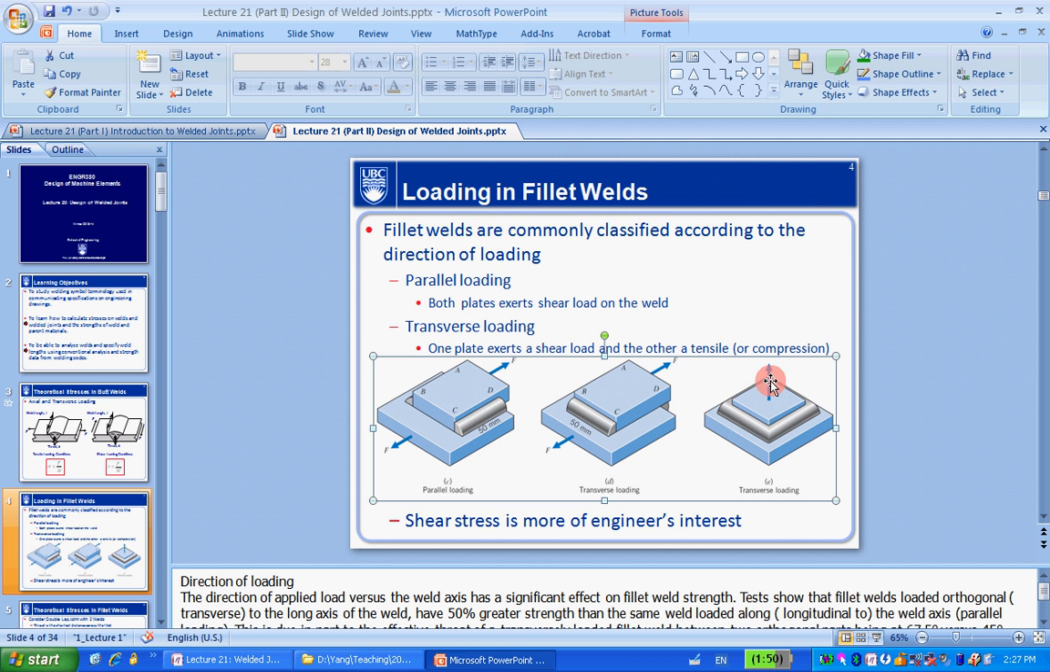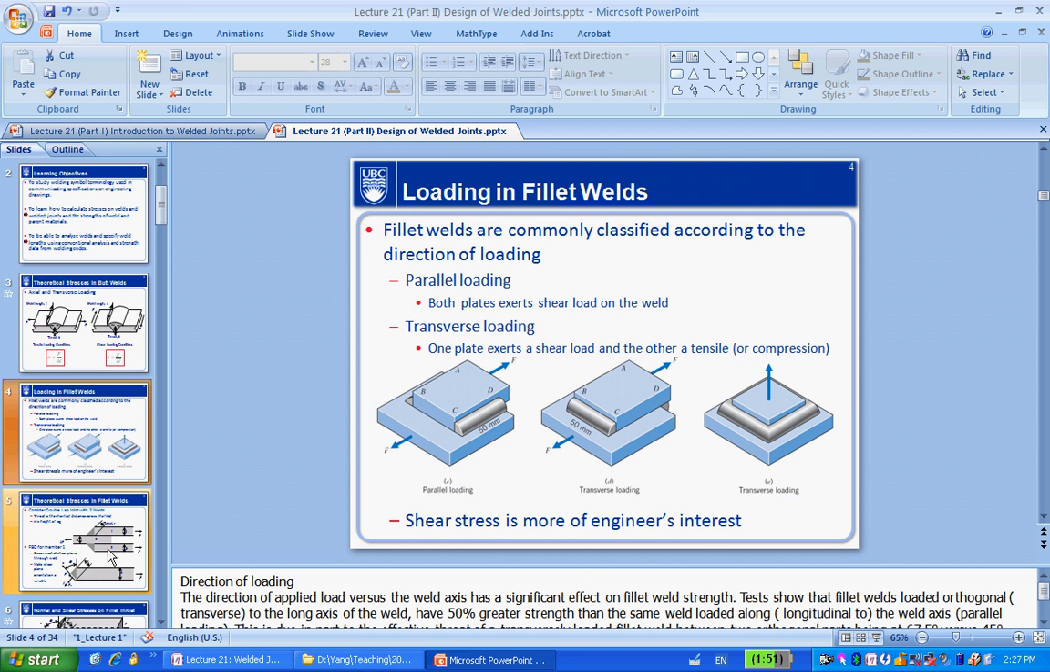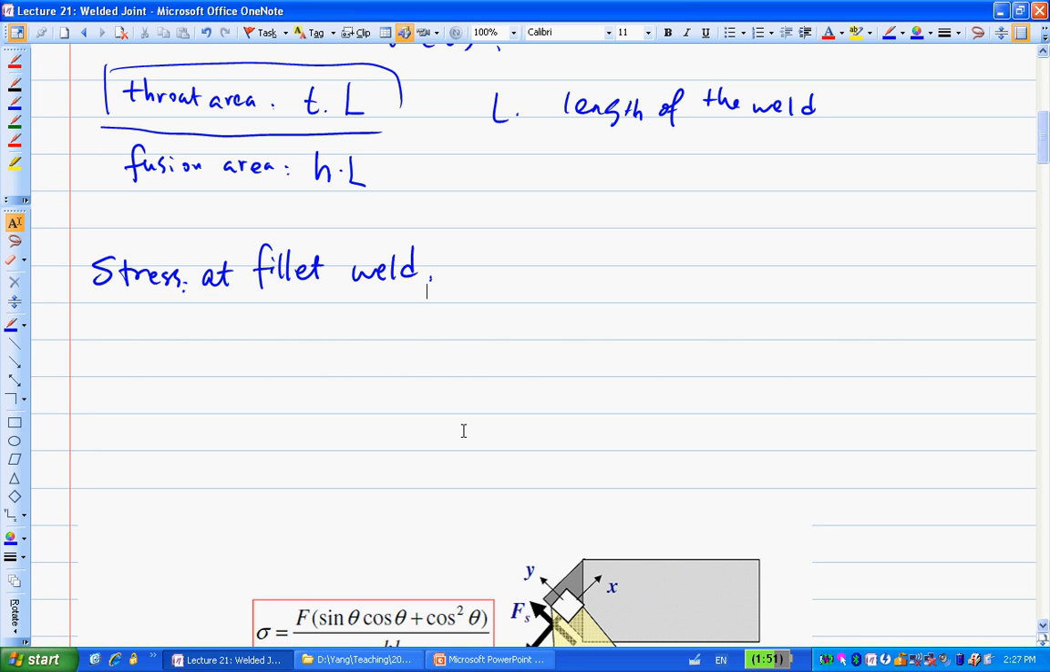Same thing for this one. Inside this ring, there is a shear kind of stress on the surface, but at the bottom of this weld there is a normal kind of stress. So that's another transverse loading here. As a matter of fact, the shear stress is of more interest to our case here. So let's look at it in a more mathematical way.